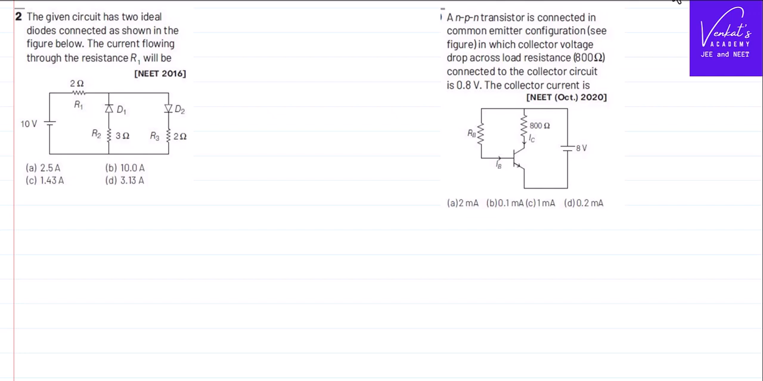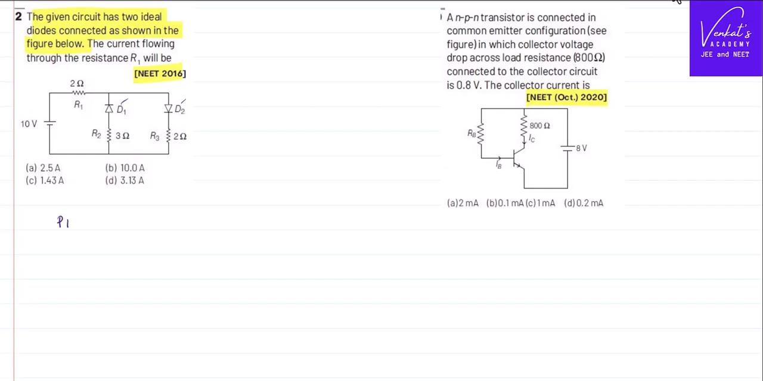Here in this video, we are solving two problems that appeared in the NEET examination from semiconductor devices. Let's have a look at the first problem. The given circuit has two ideal diodes connected as shown in the figure below. So what do you mean by an ideal diode? This is one diode and this is one more diode, right?